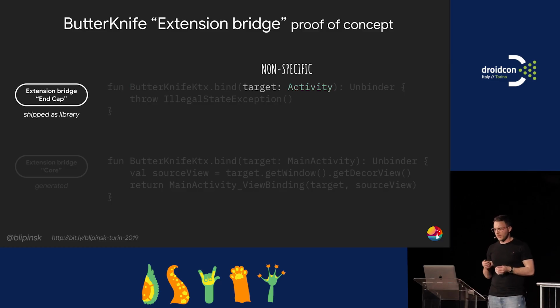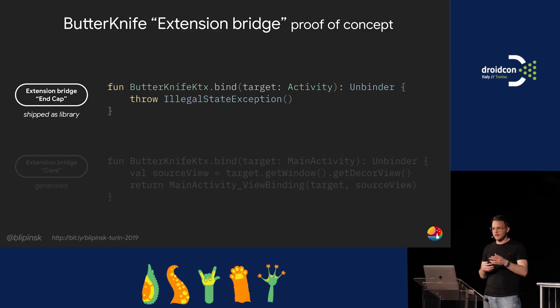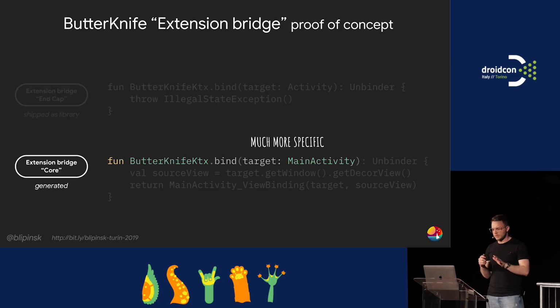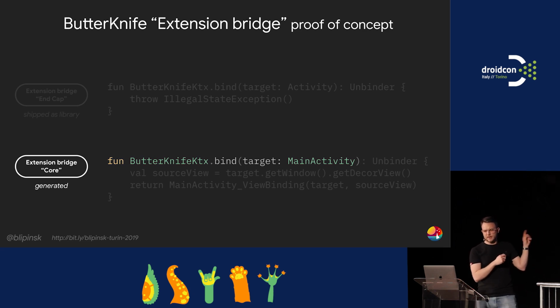If you look at the parameter of the extension function, it's very non-specific. It's just Activity, like a base class for this purpose. And if you look at the contents, it just throws an exception. It just pretends to be the real thing. It's not giving you the real class. But it doesn't matter, because the real class will be handed over in the generated extension function. If you look at the name of the function, it's exactly the same, but the target parameter is much more specific.